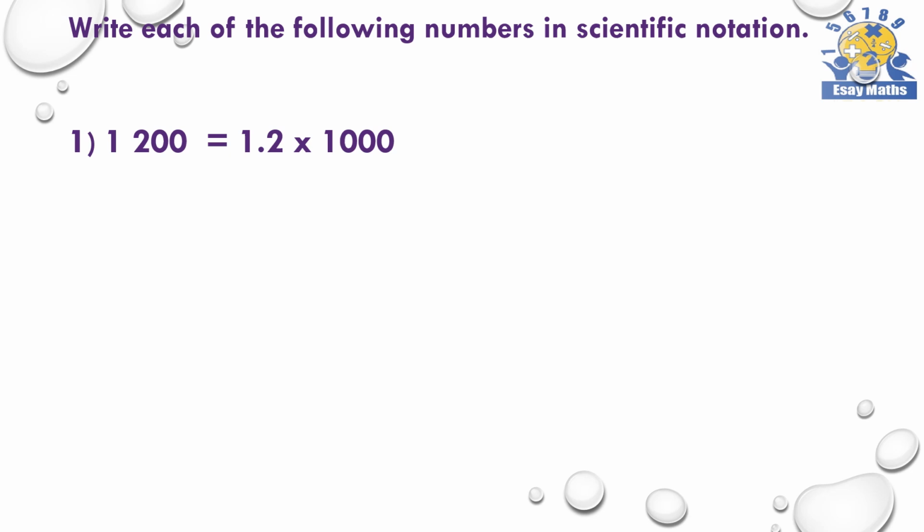Then 1200 can represent as 1.2 into 1000. Next step, you can express 1000 as 10 to the power 3. 1000 mean 1 and 3 zeros, then you can express it as 10 to the power 3. Therefore, the full answer is 1.2 into 10 to the power 3.